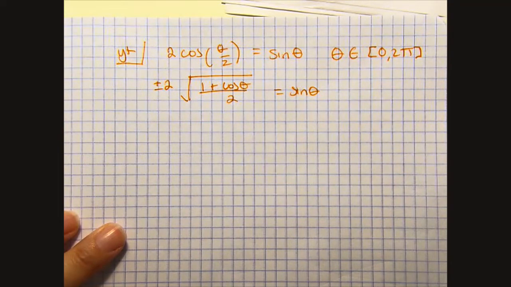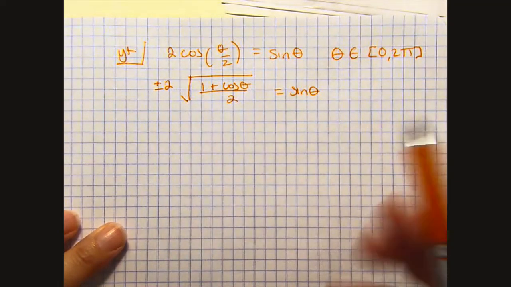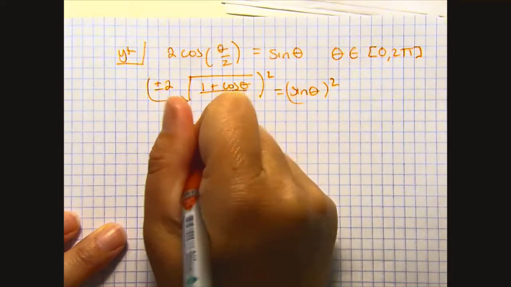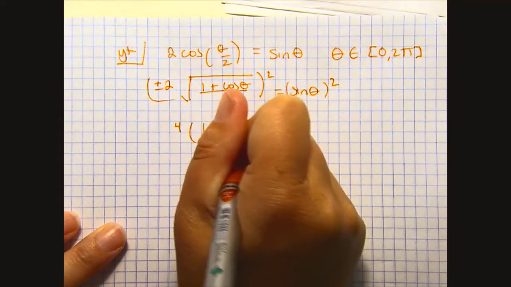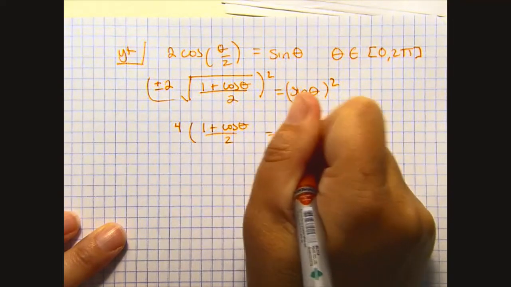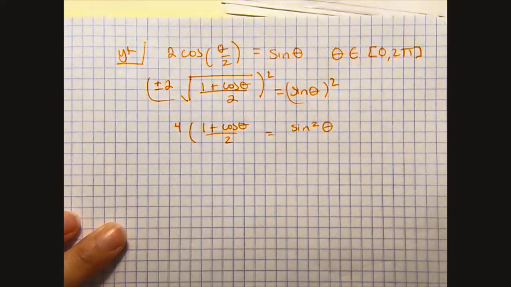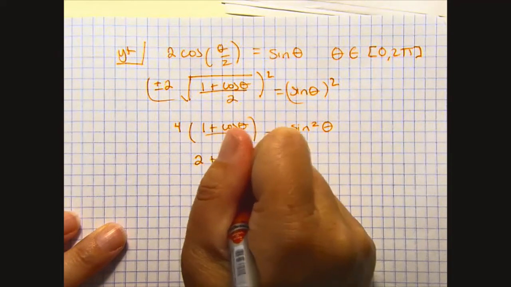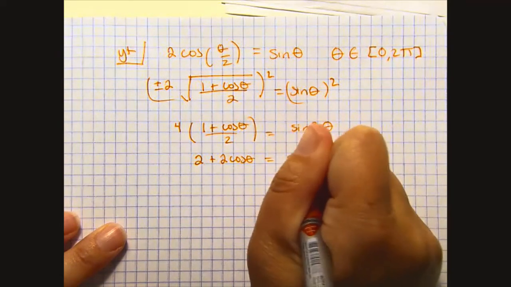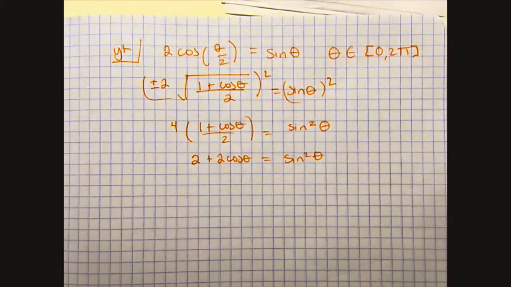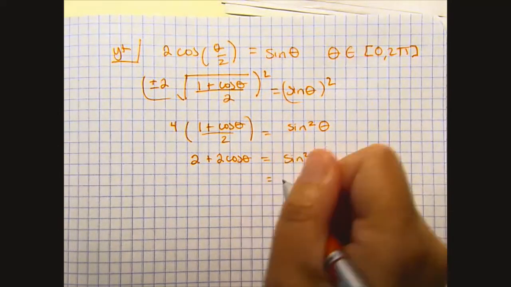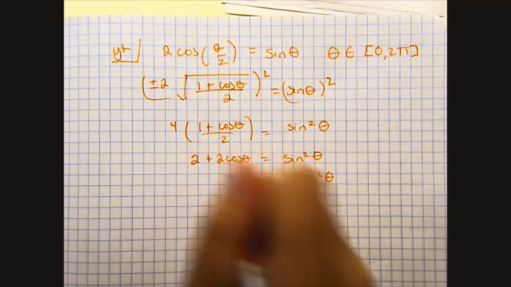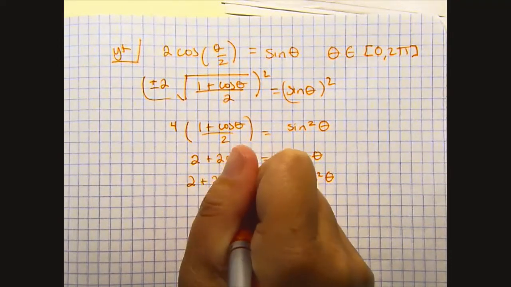Shoot. I don't know what to do. I got the square roots, I got stuff, so I'm going to square both sides. And this becomes 4 times 1 plus cosine of theta over 2 equals sine squared theta. I can simplify this to be 2 plus 2 cosine of theta equals sine squared theta. Can I rewrite sine squared theta in terms of cosine? Oh, sure. Sine squared is the same thing as 1 minus cosine squared of theta. See, we're bringing everything together.